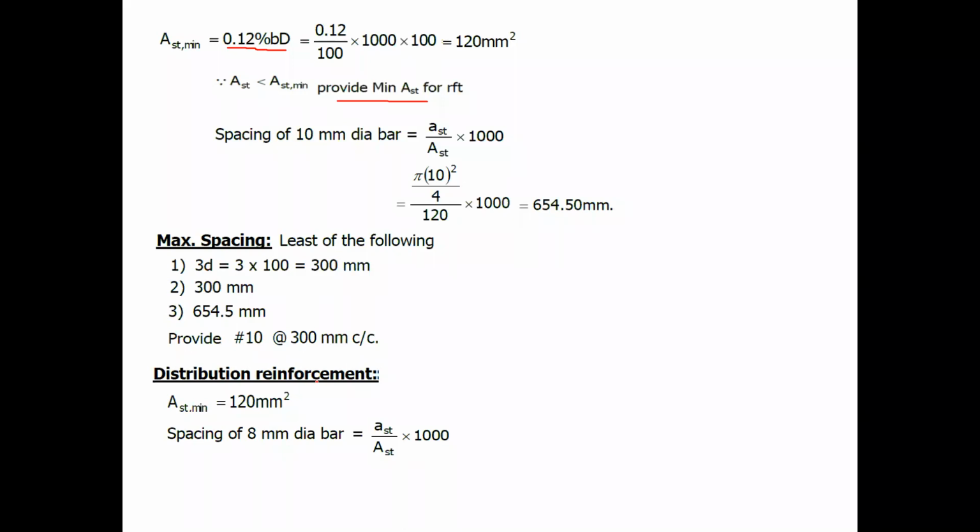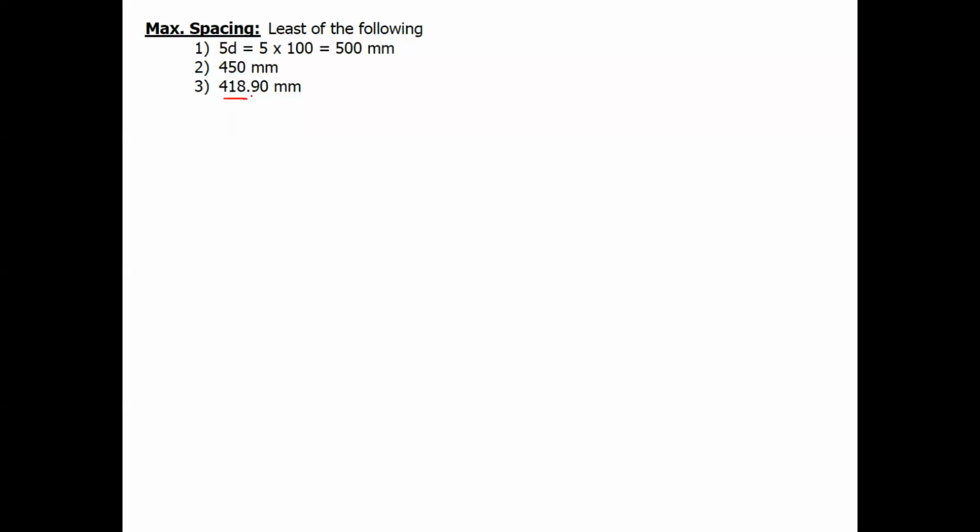418.87, sir. Yes, sir. Same answer. Okay. For distribution reinforcement also there is a condition for maximum spacing. The condition says the least of the following: one is 5D, the second condition is 450 mm, and the third condition is the calculated spacing. Among these three you have to take the least. Which is the least? 418.87, right? Yes. So instead of 418.87, you can take 410 or 400 mm.